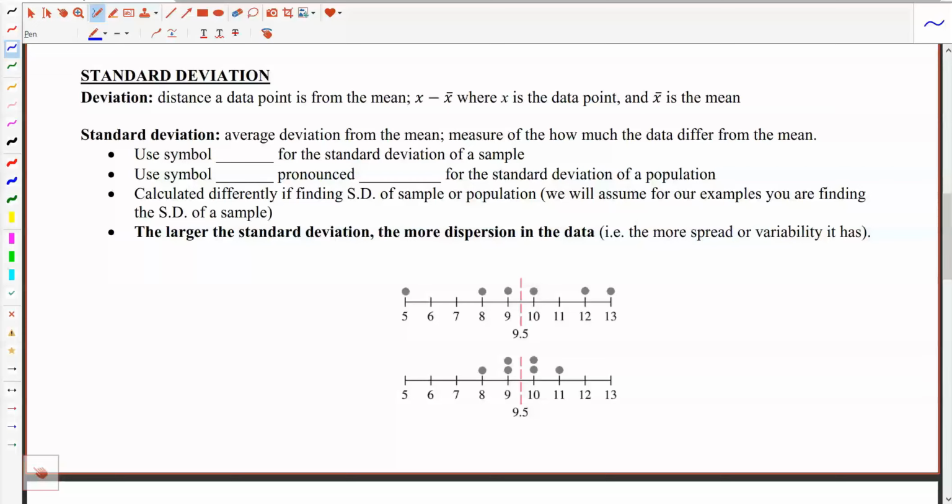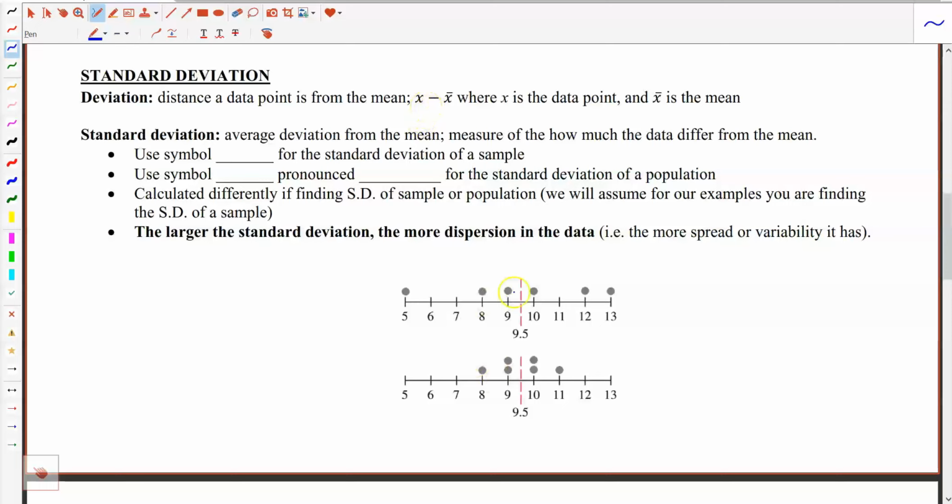The final measure of dispersion that we are going to calculate is called the standard deviation. The definition of deviation is the distance a data point is from the mean. So it would be x minus x bar, where x is the data point and x bar is the mean.